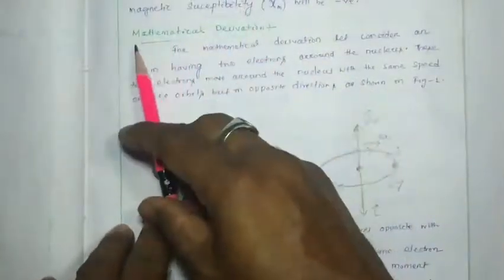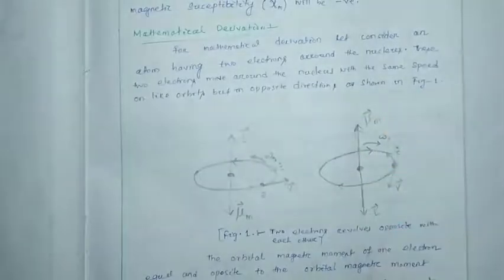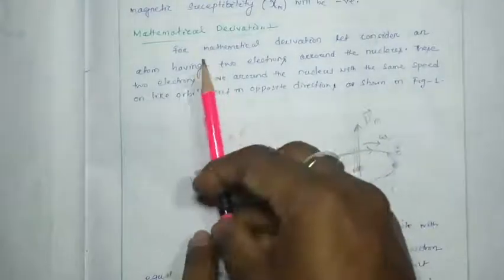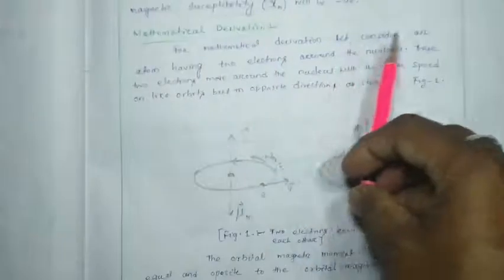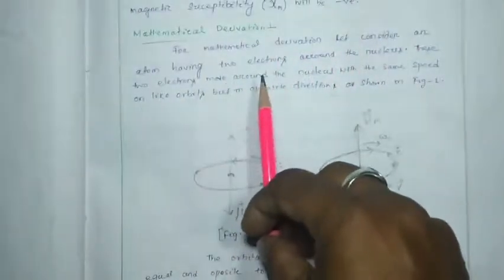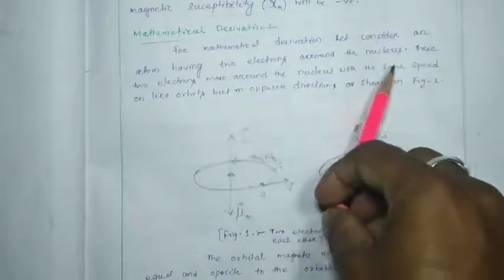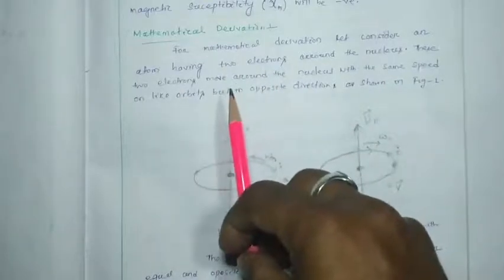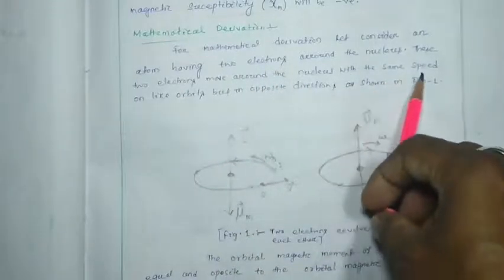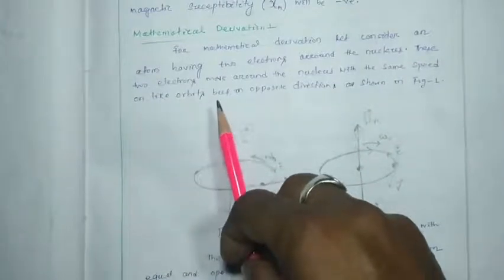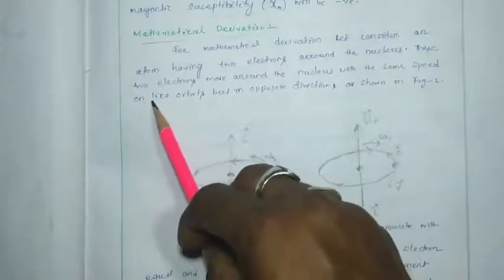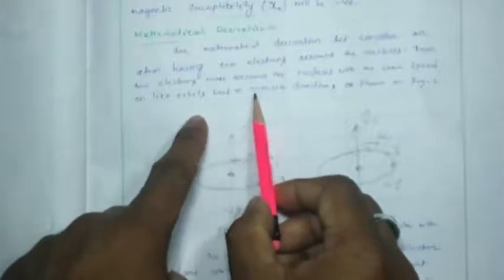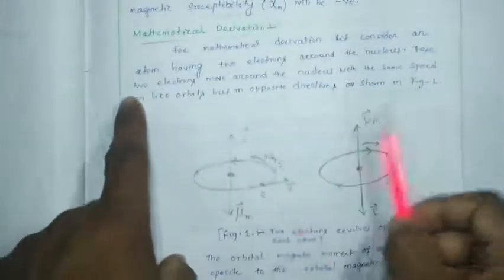So put a heading on your note: mathematical derivation. For mathematical derivation, let us consider an atom having 2 electrons around the nucleus. These 2 electrons move around the nucleus with the same speed on unlike orbits. Unlike means similar orbit, but in opposite directions, as shown in figure 1.